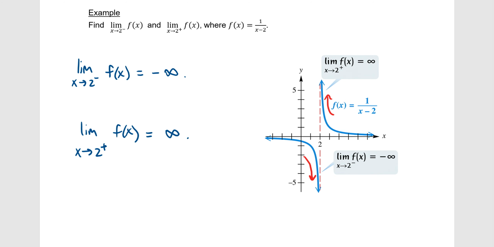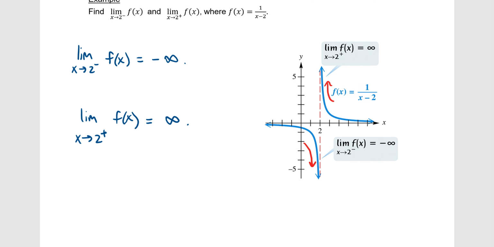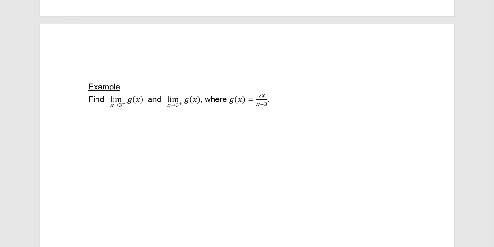Okay, so that was pretty easy. That's all we had to do. If the question asks for the limit of f of x as x approaches 2, then it would not exist because from the left and from the right are not equal. So let's do one that's a little bit harder.